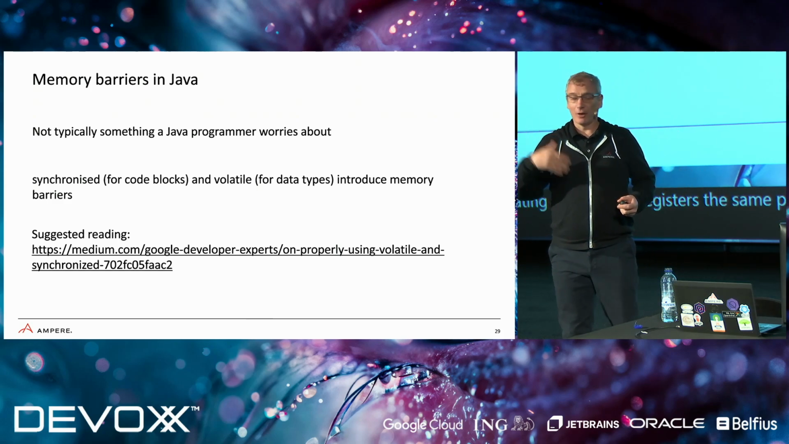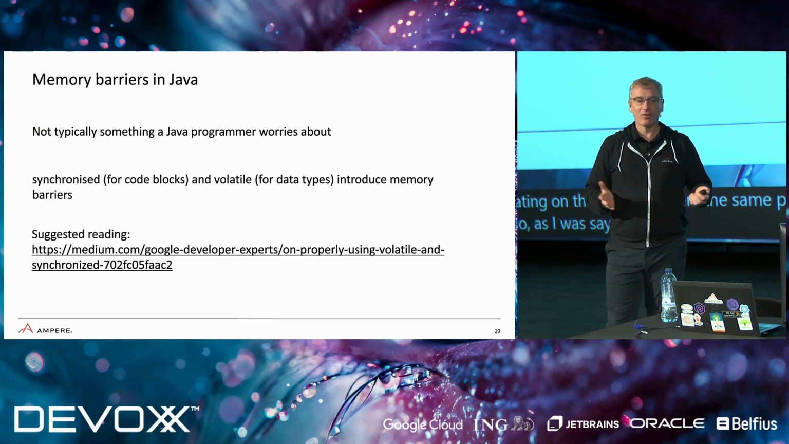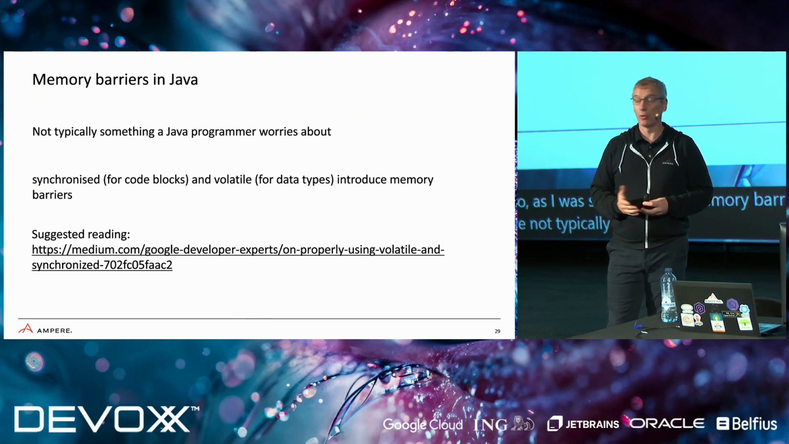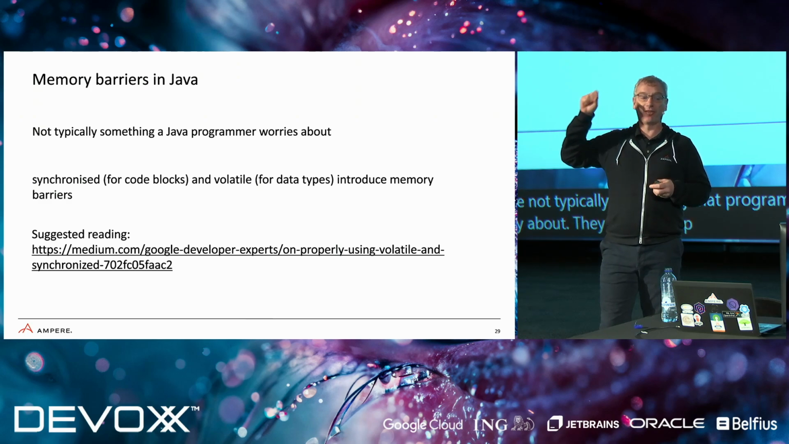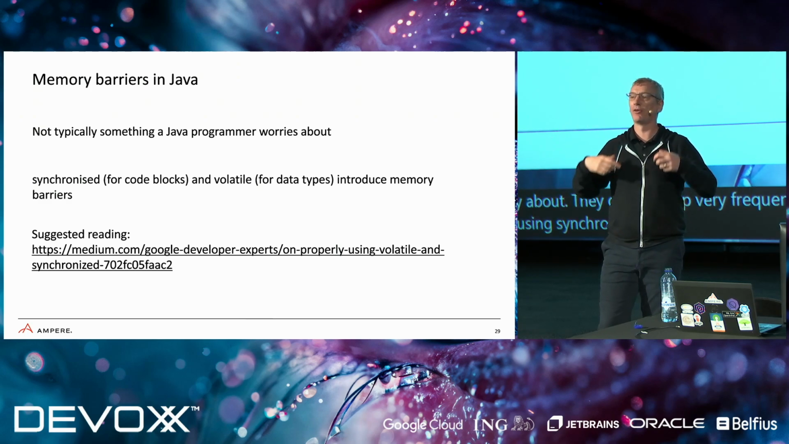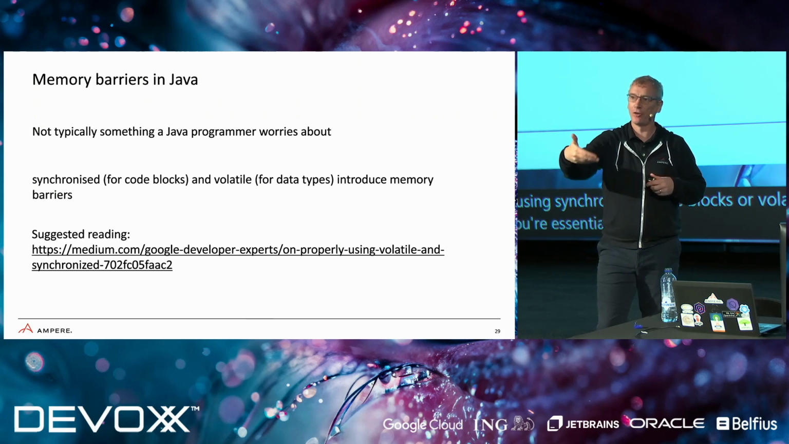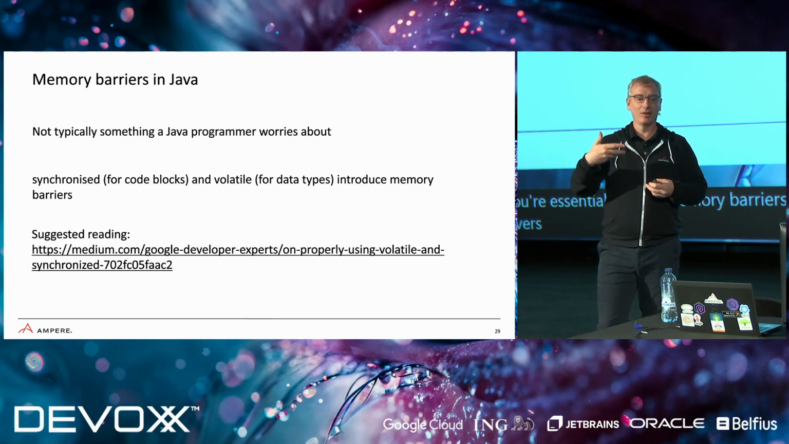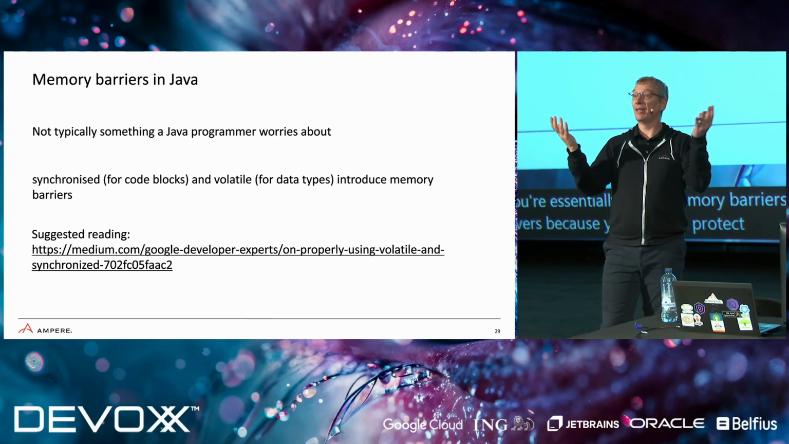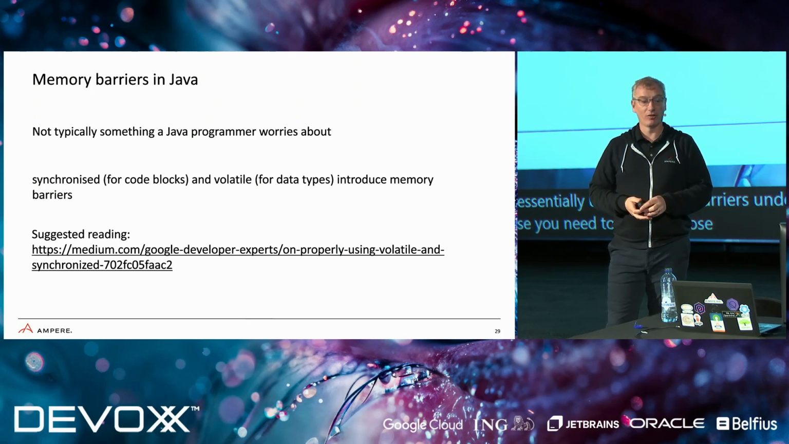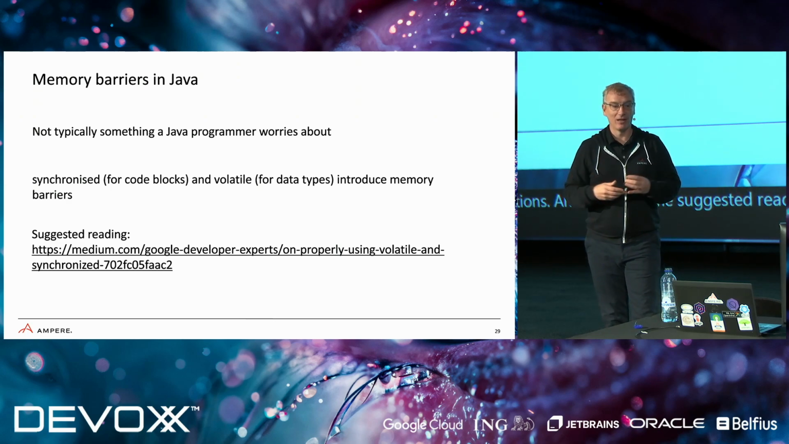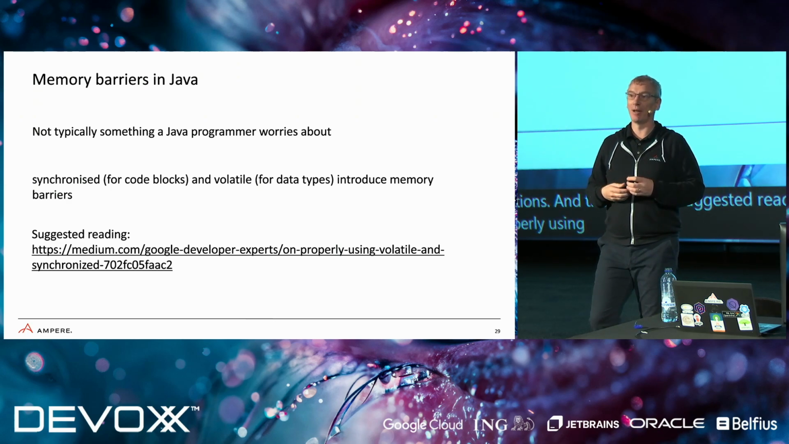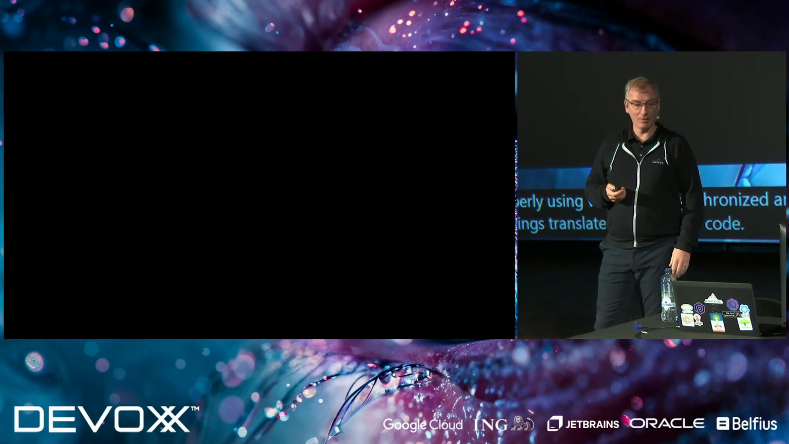So, as I was saying earlier, memory barriers in Java are not typically something that programmers need to worry about. They do come up very frequently when you're using synchronized code blocks or volatile data types. You're essentially using memory barriers under the covers because you need to protect those areas of code, those instructions. And there's some suggested reading here on properly using volatile and synchronized and how those things translate into memory code. I will recommend it. And I have no idea why that went black.